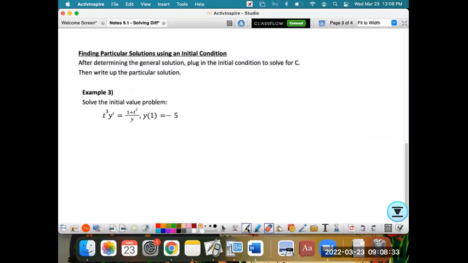Next thing I want to talk about is finding a particular solution when an initial condition is given. So we will solve this in general with that plus c at the end, but then we'll plug that initial condition in so that we can solve for c. So starting this off like last time, we want to replace any derivatives with the Leibniz notation. So I am going to go ahead and rewrite this as t cubed. And then instead of y prime, that'll be dy dt, considering that the independent variables that we see here are t.